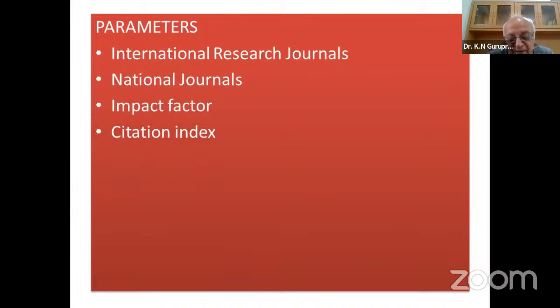Then there is another parameter to measure the impact of your research, which is called the Citation Index, which tells you how many people are referring to your work. If I think that I have done good research, or that I have published a very good book, that's not sufficient, because it doesn't depend on self-certification. It depends on how many people are referring to your work, and that is what the citation index can tell you.